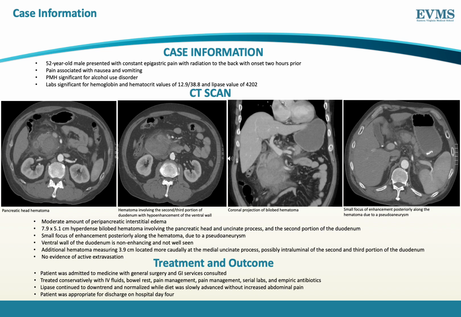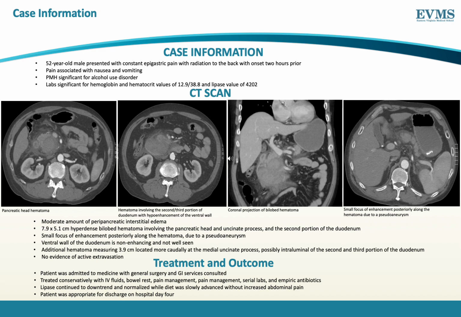Here we see the patient's CT scans that reveal a moderate amount of peripancreatic interstitial edema. There is a 7.9 by 5.1 cm hyperdense bilobed hematoma involving the pancreatic head, uncinate process, and the second portion of the duodenum, with a small focus of enhancement posteriorly along the hematoma due to a pseudoaneurysm. The ventral wall of the duodenum is non-enhancing and not well seen.